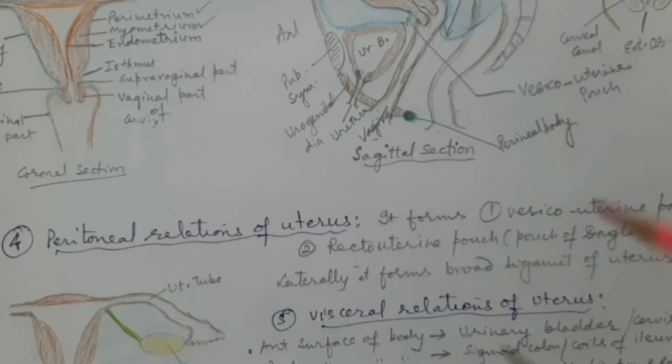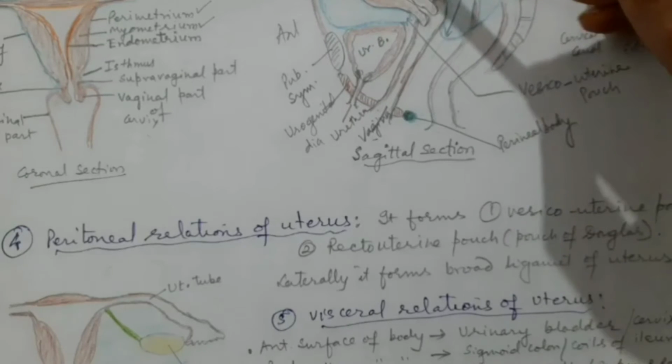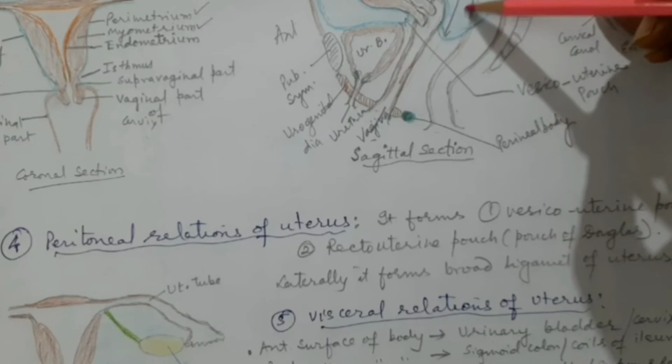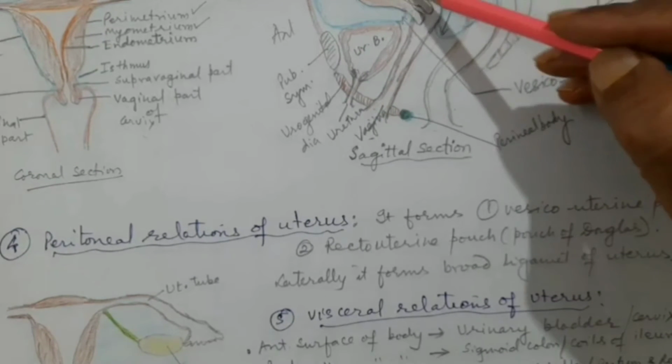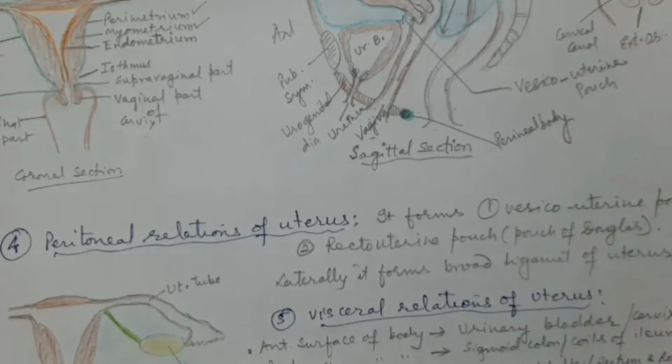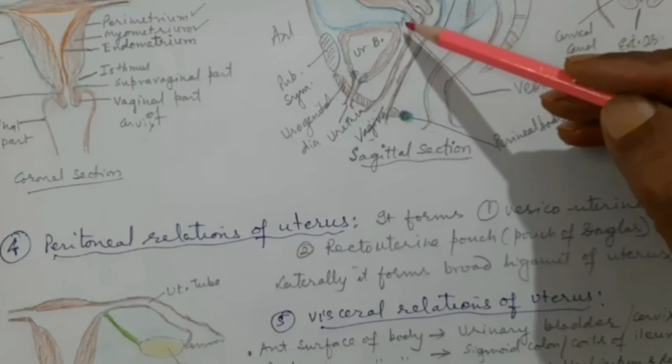This surface is in relation to the sigmoid colon and the terminal part of the small intestine, that is the ileum. So the sigmoid colon and the coils of ileum are the relations of the posterior surface of the uterus. Now, the relations of the cervix.